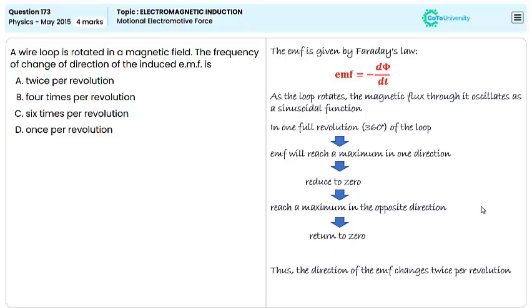Hence, option A, which is nothing but twice per revolution, is correct because, as explained, the EMF changes direction twice in one complete revolution of the loop.